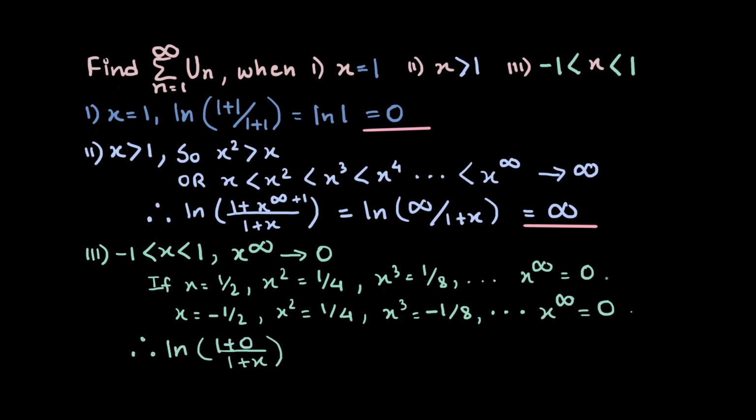So putting this in the expression, you have ln of (1 plus 0) divided by (1 plus x). So that means ln of 1 divided by 1 plus x, which you can write as ln of 1 minus ln of 1 plus x. Simplifying that, ln 1 is equal to 0 and you have minus ln of 1 plus x. This is the limit when x is greater than minus 1 and less than 1. So this series converges to this limit. Depending on the value of x, the limit also changes.